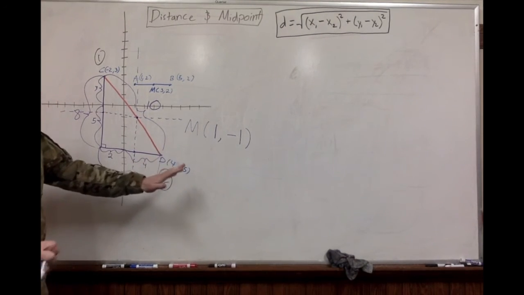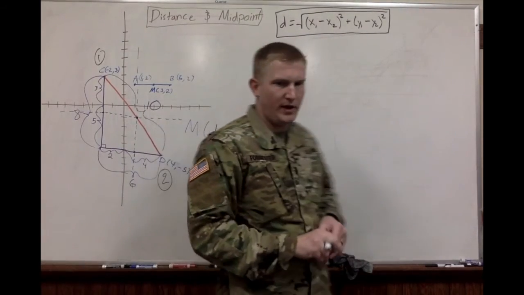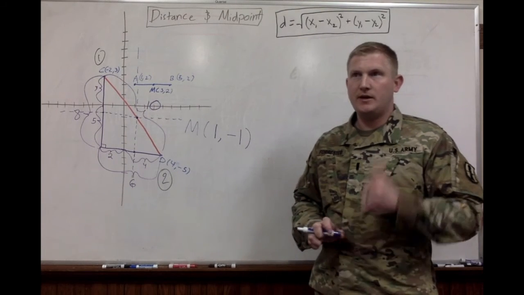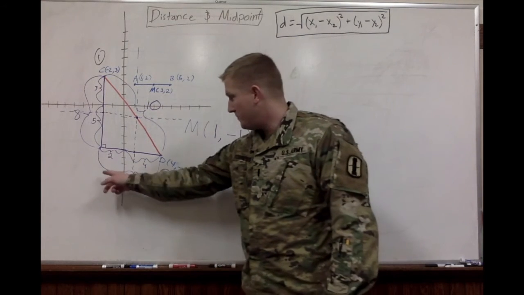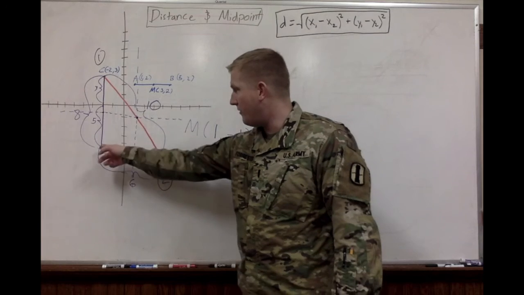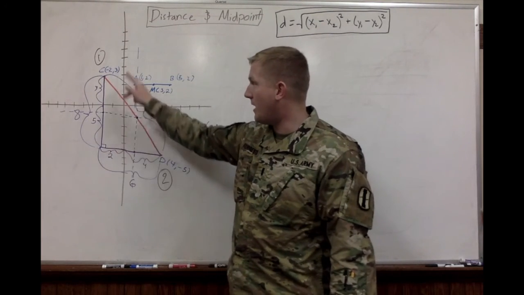Hopefully that process made sense. Essentially what we did was find the sum of the x's, take half of it, and then apply it to one of the sides. This whole bottom line was 6, so we're going to go 3 units from either endpoint. This whole vertical line was 8, so we're going to go 4 units from either endpoint.